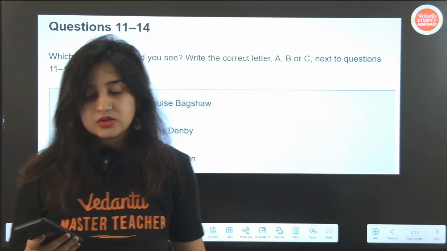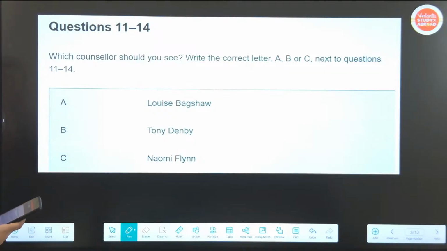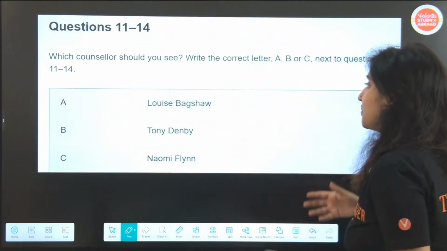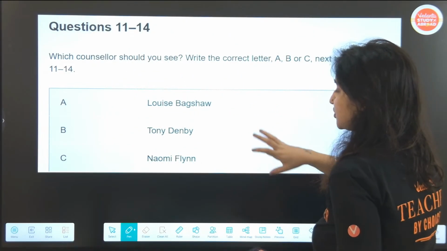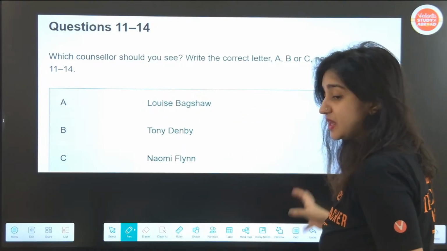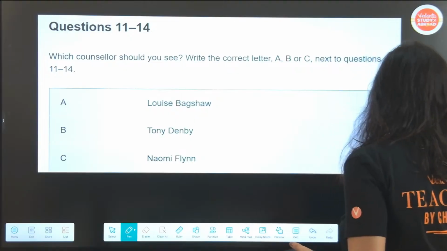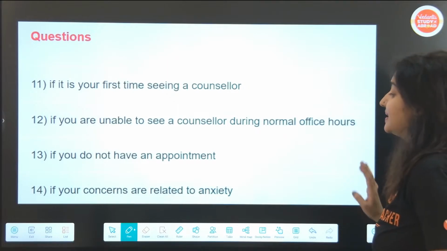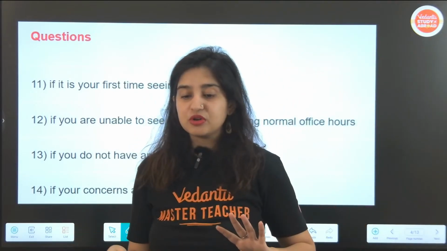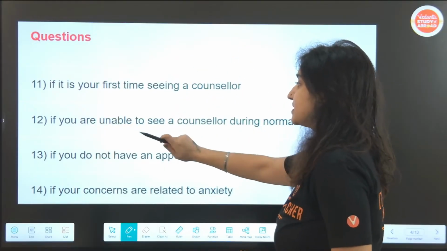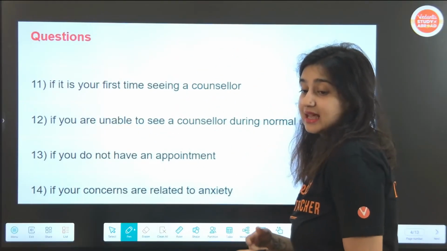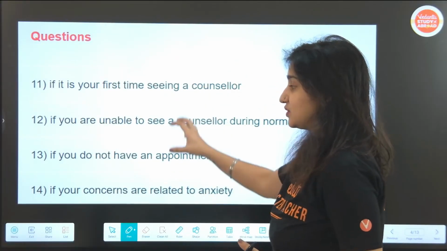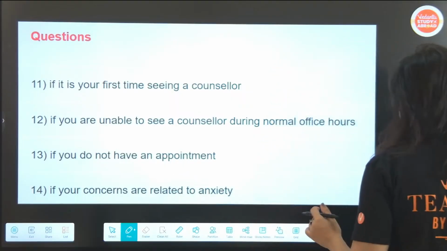Are you all ready? So always read the instruction. What's going to happen in the first set of questions is, you have these three options. A is Louise Backshaw, B is Tony Denby, and C is Naomi Flynn. Keep these names in mind because you need to put A, B, or C next to these conditions. So when you listen to the monologue, if this happens, then you will see that counselor. If this happens, then you will see that counselor. That's the kind of information that's going to be given to you. And so accordingly, you have to write A, B, or C next to these questions. That's questions 11 to 14.